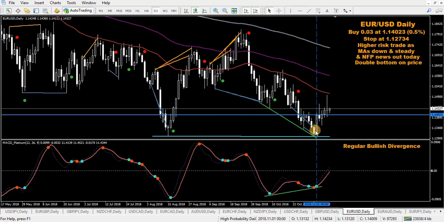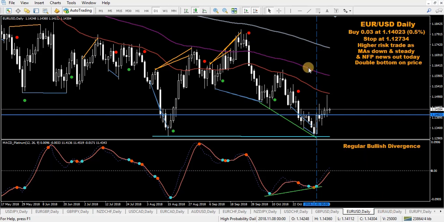Euro USD in a buy back here, spiked up yesterday but then pulled back today. Not really setting the world on fire. Again, you can read my notes. There is regular bullish divergence there. Nice support level, the aqua blue line, and my stop's below that at the moment. So wait and see what happens there.